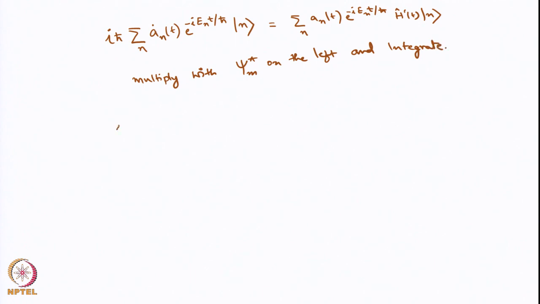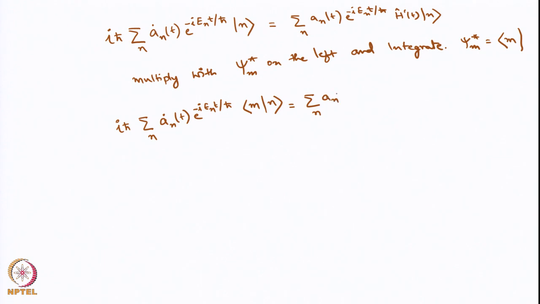So, if I do that, I will get iħ Σ_n ȧ_n(t) e^(-iE_n t/ħ) <ψ_m|ψ_n> on the left. Now, of course, ψ_m star is the complex conjugate. This is equal to Σ_n a_n(t) e^(-iE_n t/ħ) <ψ_m|H'(t)|ψ_n>. So, this is what we have.